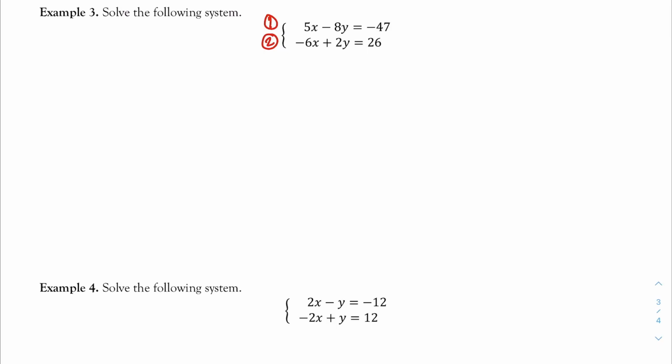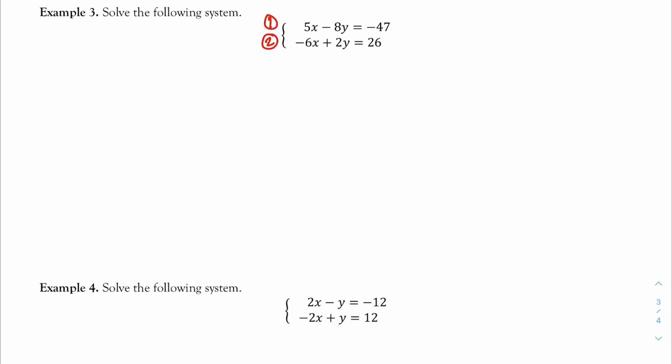So what I'm going to do is determine a variable that I want to eliminate. If I compare equation 1 and equation 2, let's look at my y values, for example. I could have said x values, but it's going to turn out the y values can be a little bit easier for us.